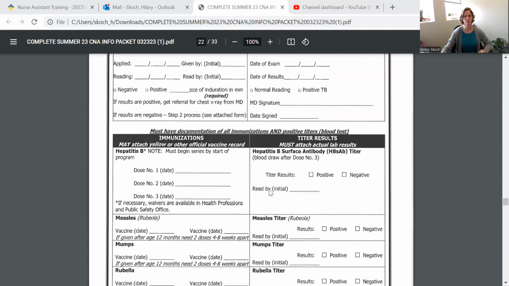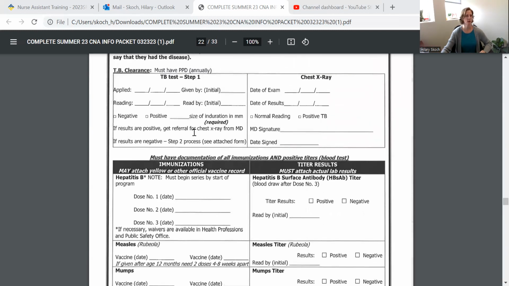So let's go over the TB test. We do not want you to have tuberculosis. An active tuberculosis infection is not okay for you to be taking care of other people. So during your physical assessment, you can ask for the QuantiFERON Gold test. It's also a blood draw that tests for TB, and it's one blood draw. You don't have to go back and get your bubble read. That's the preferred way because it's most convenient for you.